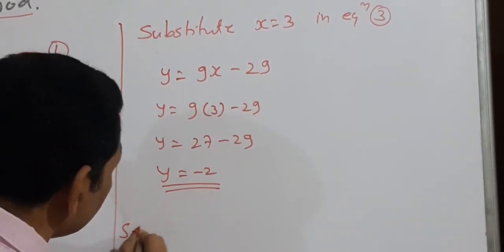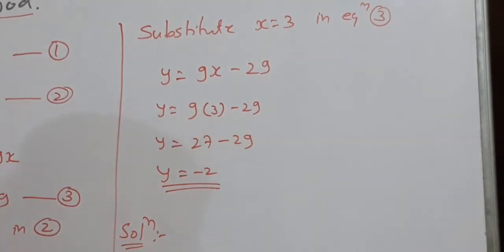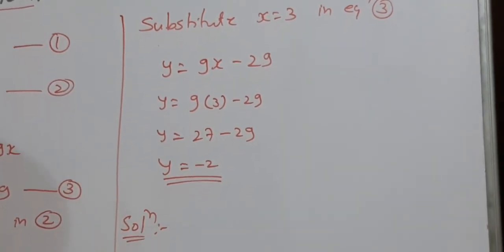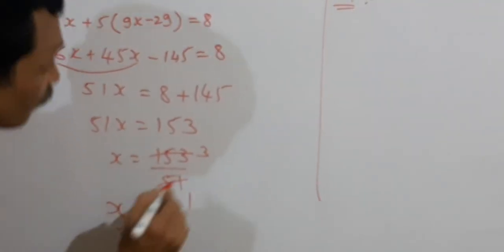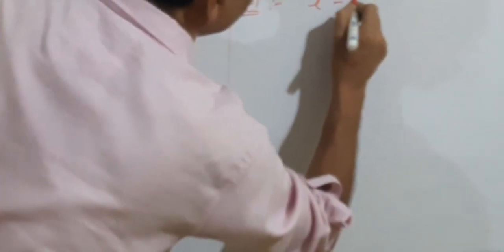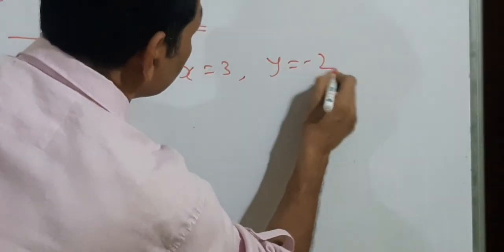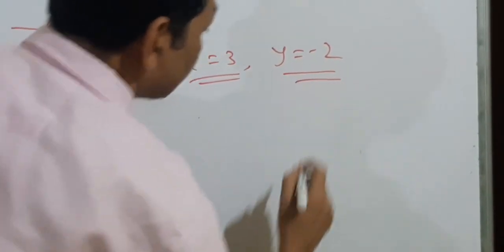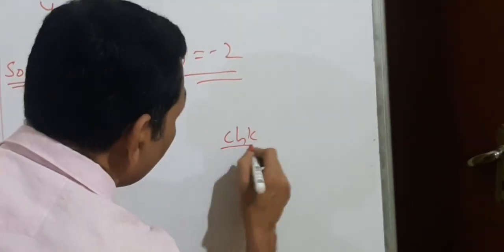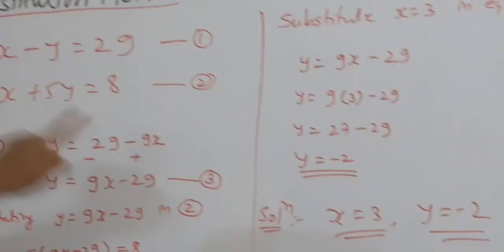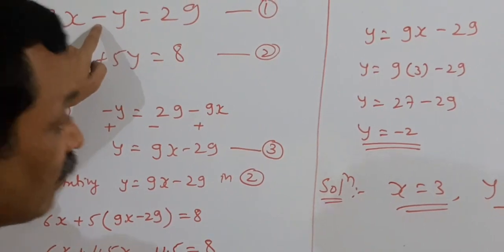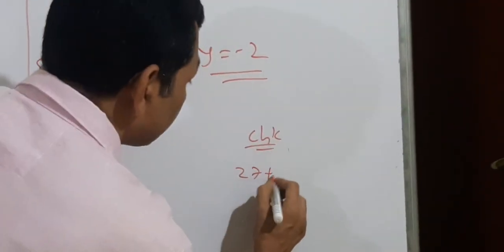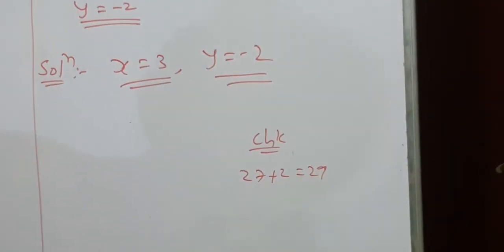And therefore the solution is, the value of x should always be first, therefore x is equal to 3. We get the value of x is equal to 3 and y is equal to minus 2. We will check it. Check. 9 threes are 27. Minus 2 will be plus 2, is equal to 29. So it satisfies equation 1.